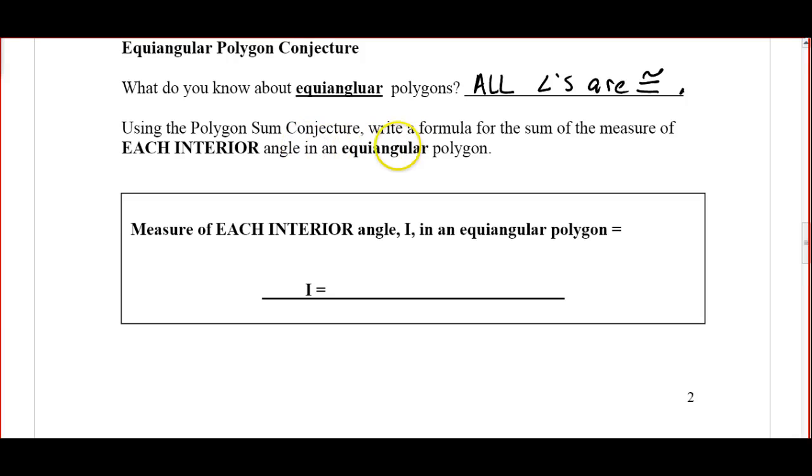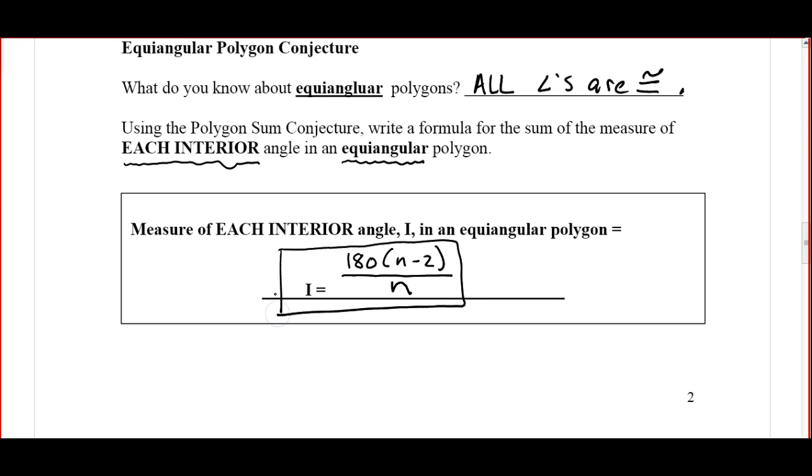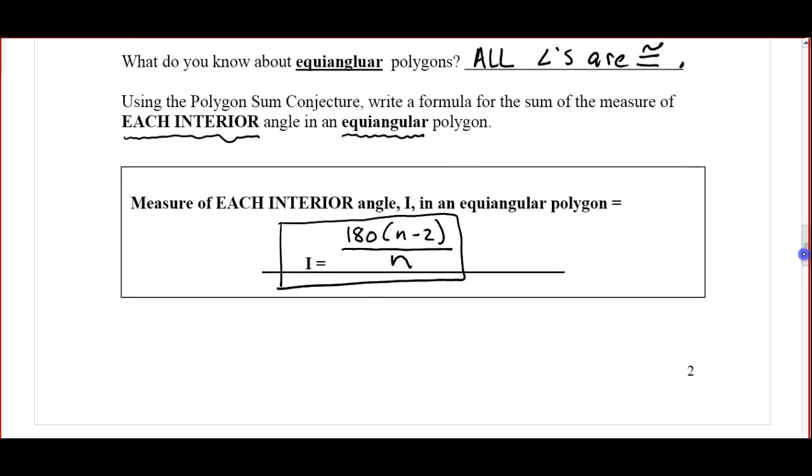So using the polygon sum conjecture, we're going to write a formula for the measure of each interior angle of an equiangular polygon. Okay, this is only good if it's equiangular. So the measure of each interior angle I in an equiangular polygon, well, we know that all of the angles are going to add up to 180 times n minus 2. And then if I divide that sum by how many there are, n, it will give us what each one is. Again, this is only good if it's an equiangular polygon. Alright, so there's that one.